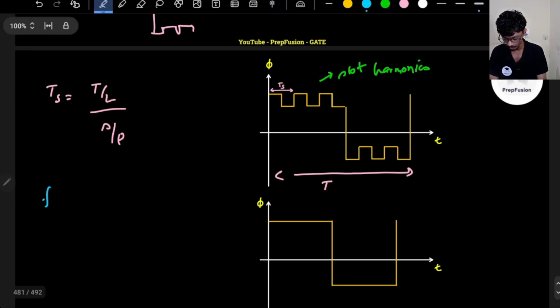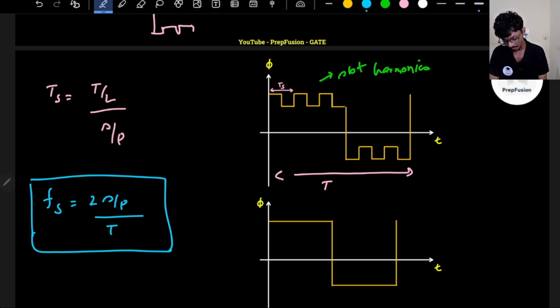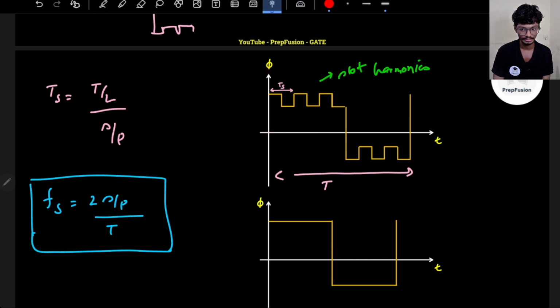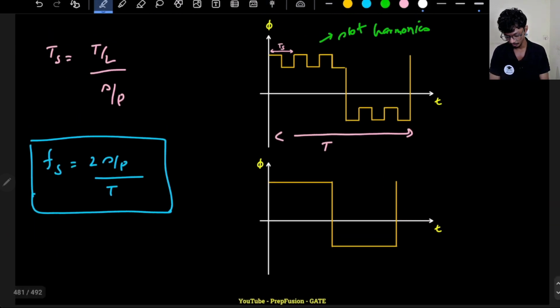Okay, so what is the frequency of slot harmonics? The frequency of slot harmonics will be just the inverse of this, that is S by P divided by 2 into S by P divided by T. So you can remember it or you can understand conceptually how it came. Both are enough. So how can I actually remove it? Which harmonics are easier to remove?